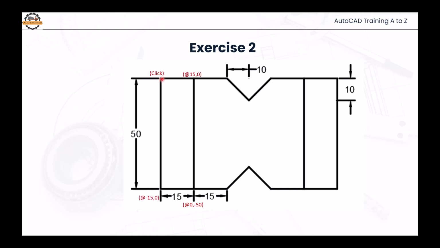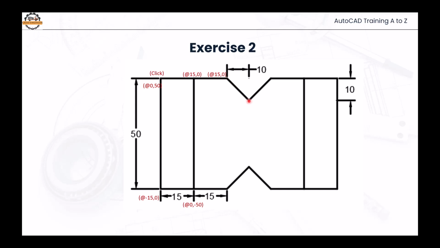Now we have to find out the coordinate value for this point. So we know we are moving in positive y direction. So x will be 0 and y value will be 50. So @0,50 will be the value. Now again, we'll start this diagram from this point. So the value from here to here is 15. So @15,0 will be the value for this point.